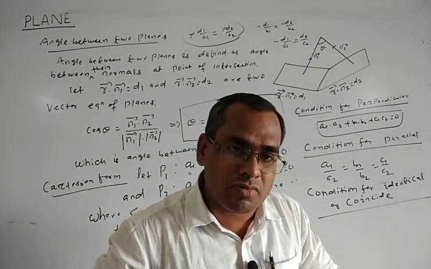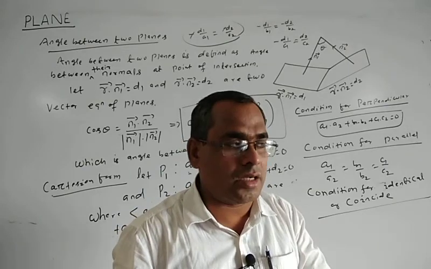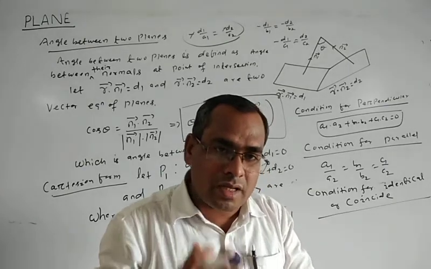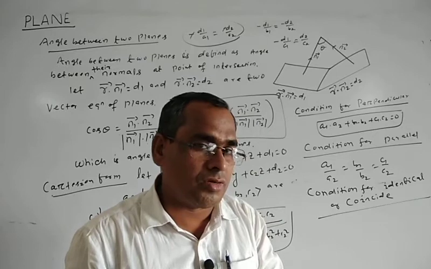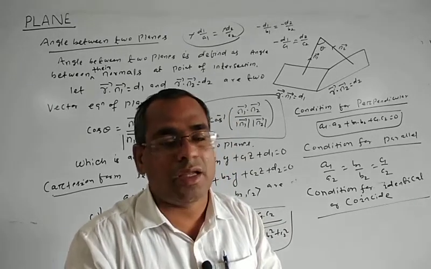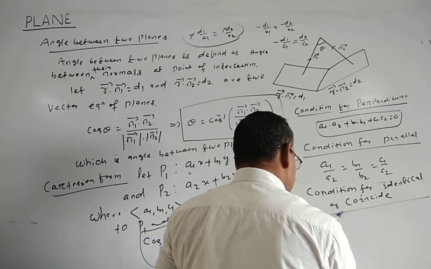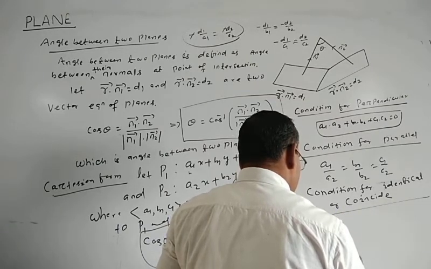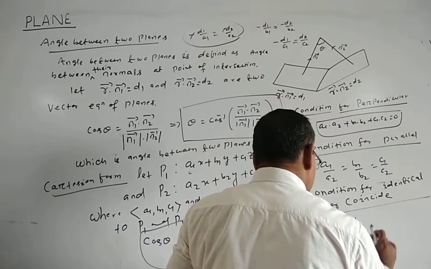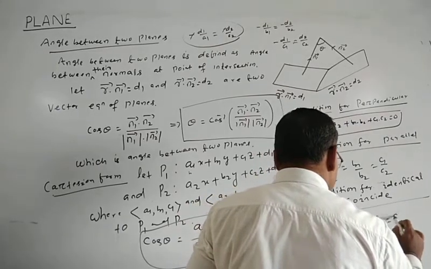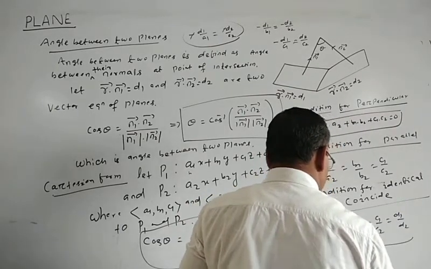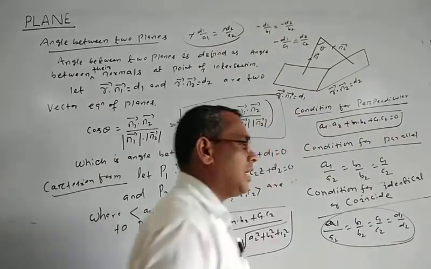So this is the condition for two planes to be identical. What is the condition? a1 by a2 is equal to b1 by b2 is equal to c1 by c2 is equal to d1 by d2. This is the condition for two planes to be identical.